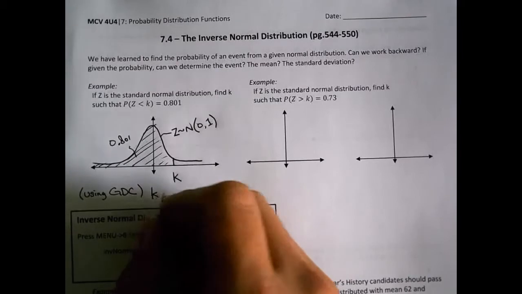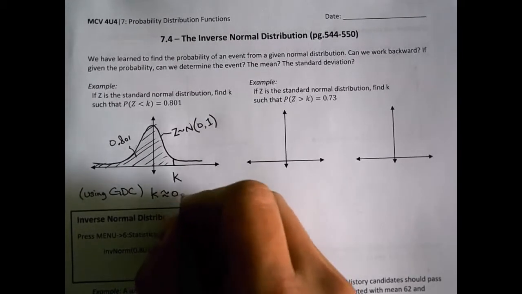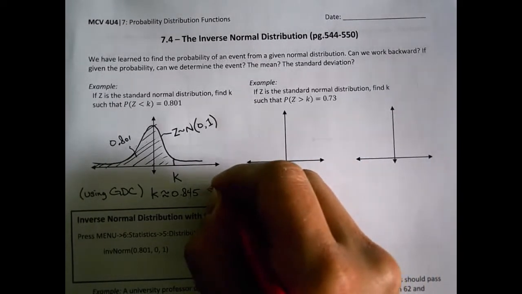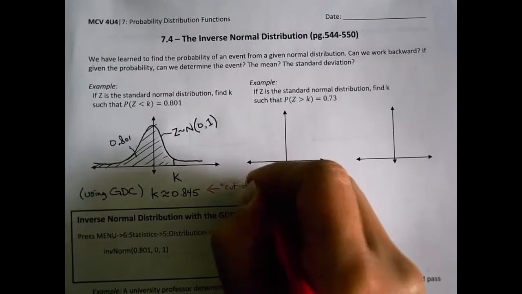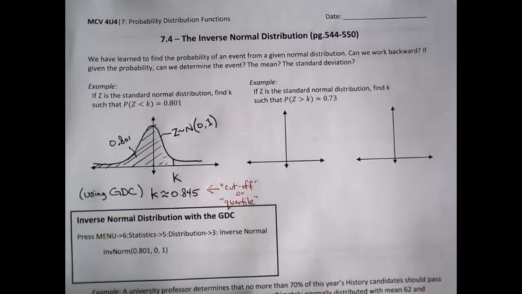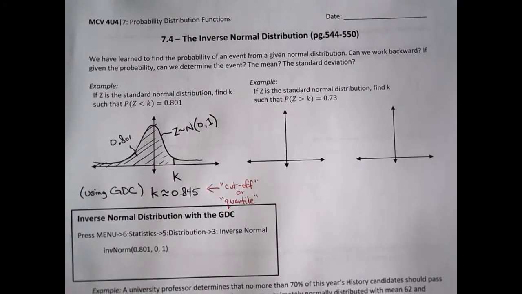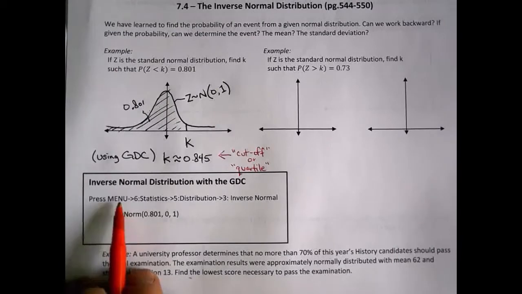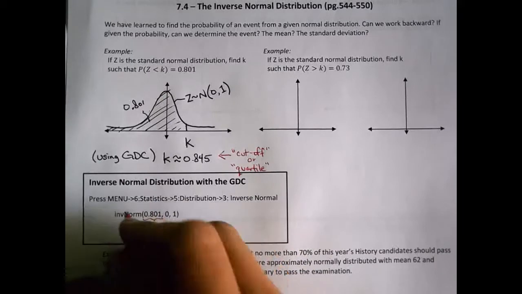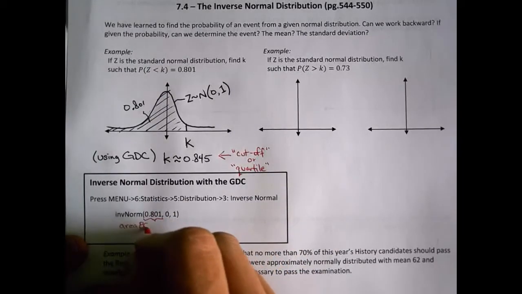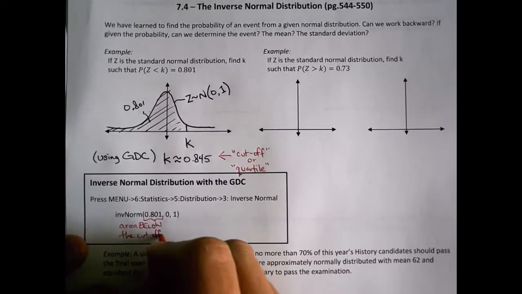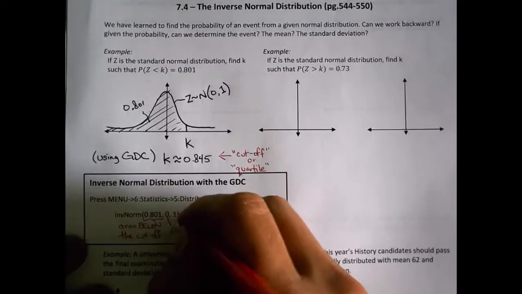And so we get this answer, K is equal to approximately 0.845. We call that the cutoff, or the quartile. And so there's the instruction of how it works on a calculator. You press menu, statistics, distribution, inverse normal, and then this is the very important, the area below the cutoff. This is mu and this is sigma.